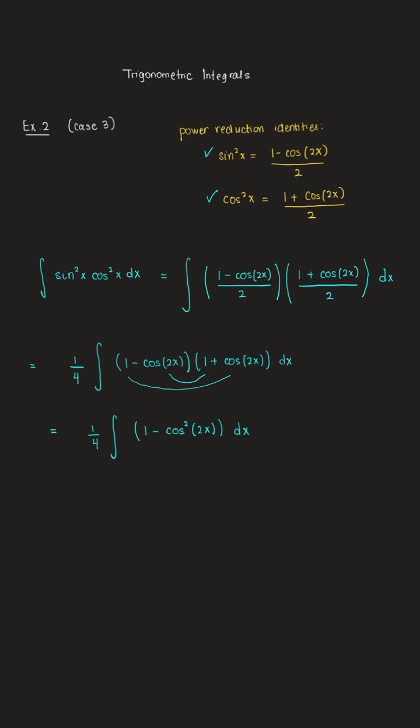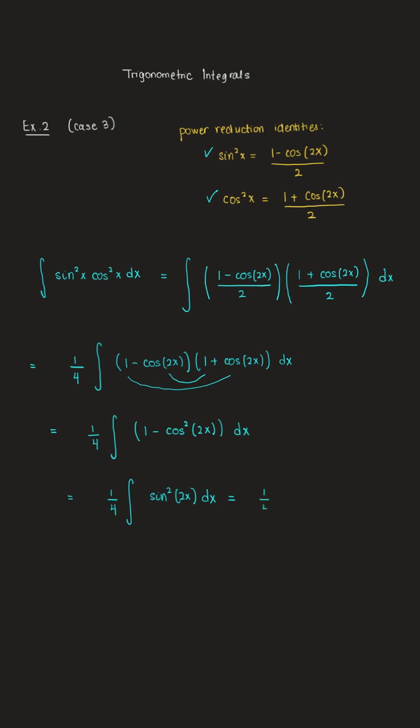Okay, so let's see what else is going on here. We have 1 minus cosine squared. Well, that's just sine squared. Or we could use another power reduction identity here because we have a cosine squared that we need to deal with. So I'm going to go ahead and just say, well, I know that 1 minus cosine squared is sine squared of 2x. And since this is an even power of sine, this is case number 3 again.